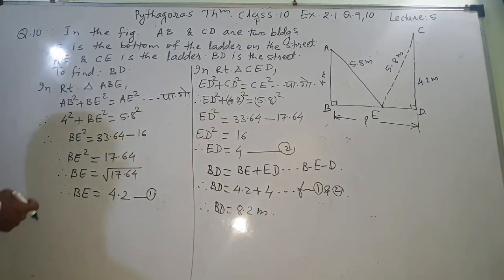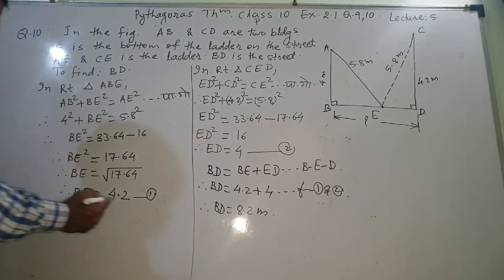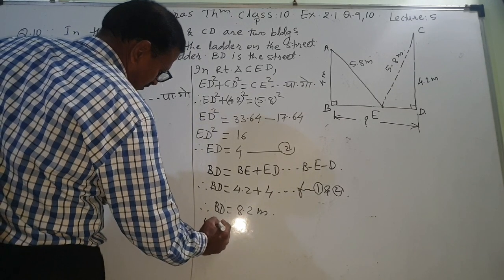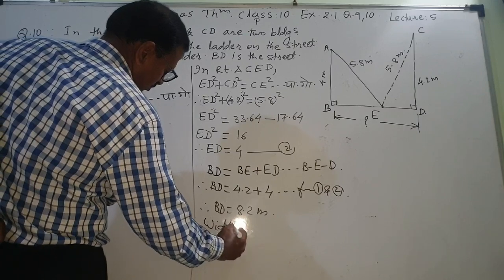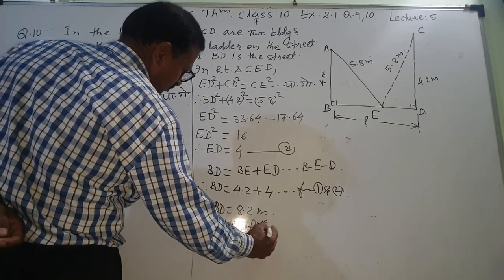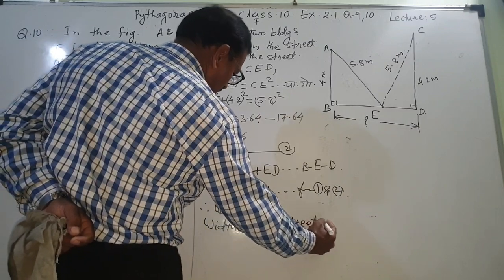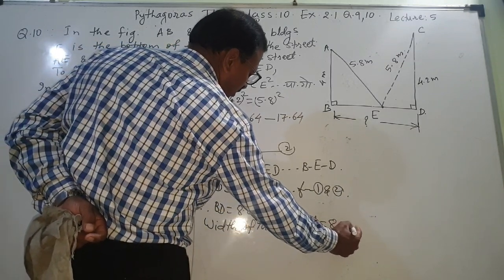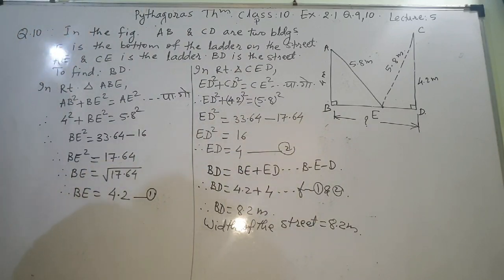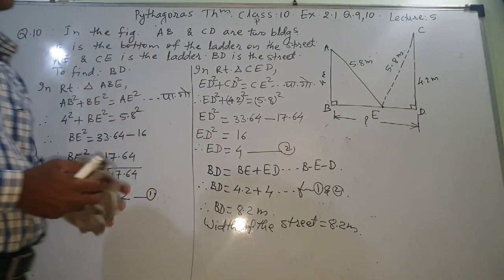What was the question? Find the width of the street. Width of the street equal to 8.2 meter. That's all. So hope that you have understood. Here we have concluded exercise 2.1.